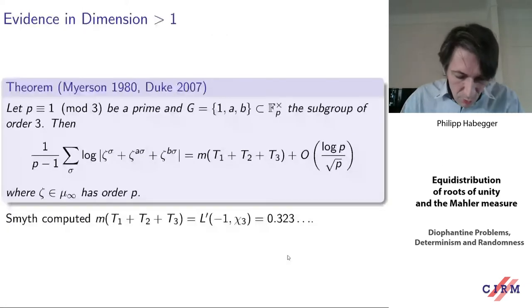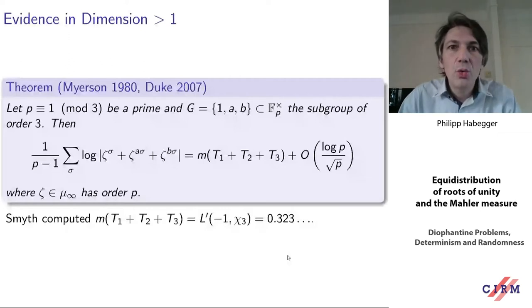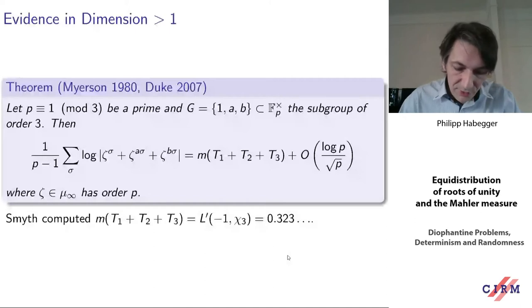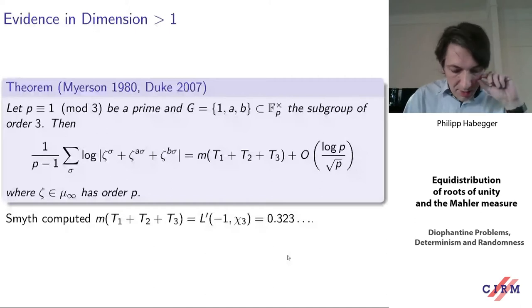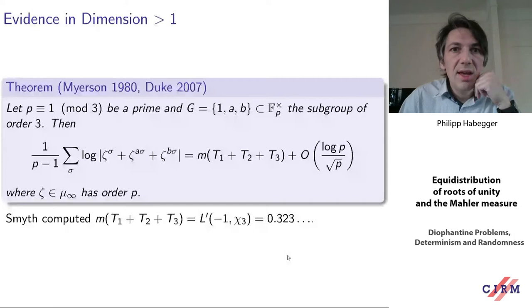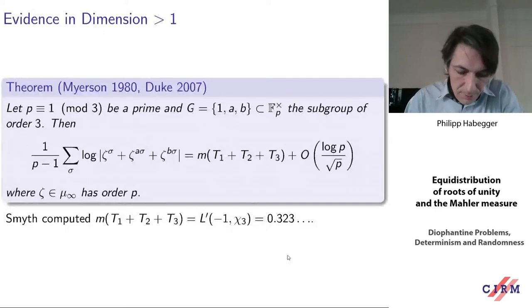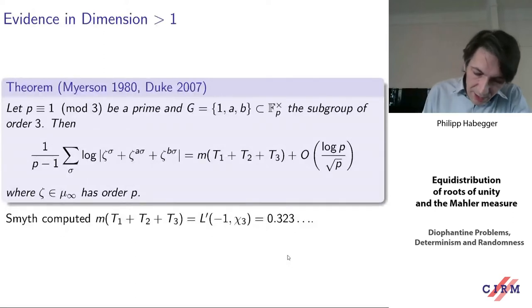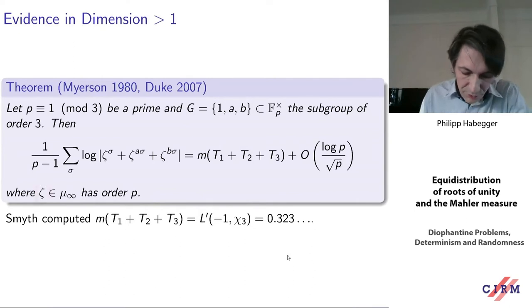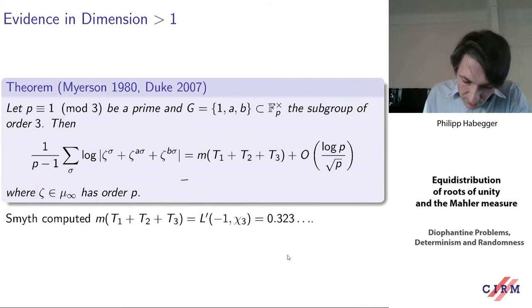Okay, so what kind of evidence do we have towards this conjecture in dimension greater than 1? We have a result by Gary Meyerson from the 1980s, and then slightly extended by Bill Duke in 2007, of the following form. Here we're looking at roots of unity of prime order. So zeta will be a root of unity of prime order. And the tuple we're looking at here is of the following form.